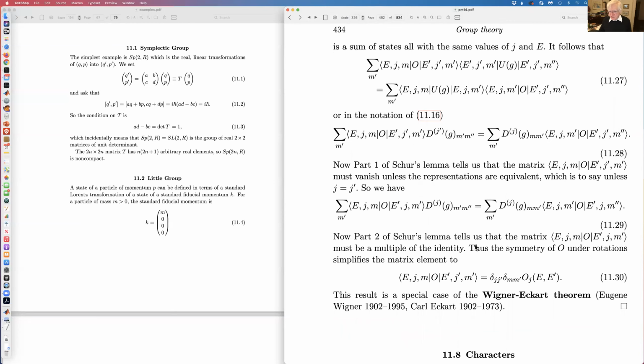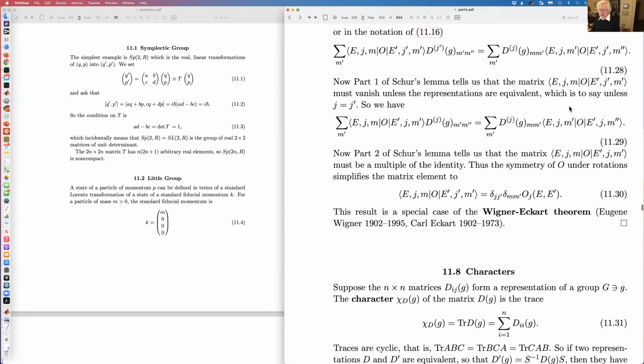But then part two of Schur's lemma, well, what do we have here? First of all, we have an irreducible representation. We have a matrix that commutes with the irreducible representation. Well, part two of Schur's lemma tells us that that has to be a multiple of the identity. And so it has to be diagonal in J and M like that. And this O_J is just a number. So this is a special case of the Wigner-Eckart theorem. And what we see here then is the Wigner-Eckart theorem is a natural consequence of Schur's lemma.